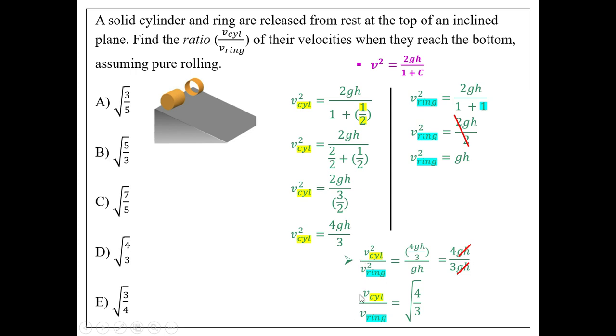So square root both sides will leave you just V cylinder on the top, a V ring on the bottom. And then the whole right side is radicalized. So it'll just be 4 over 3. So the answer is going to match. Let's see which answer choice, D. Okay? So that's the first example.